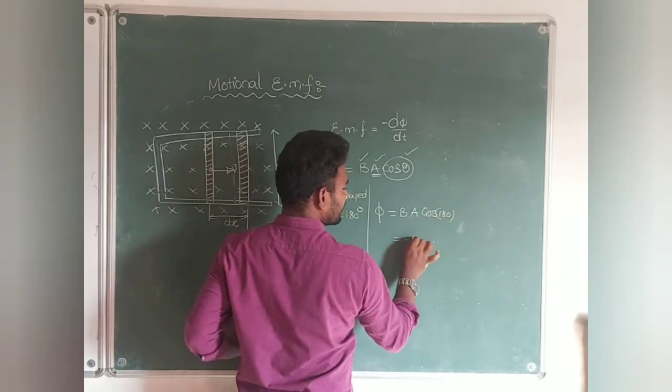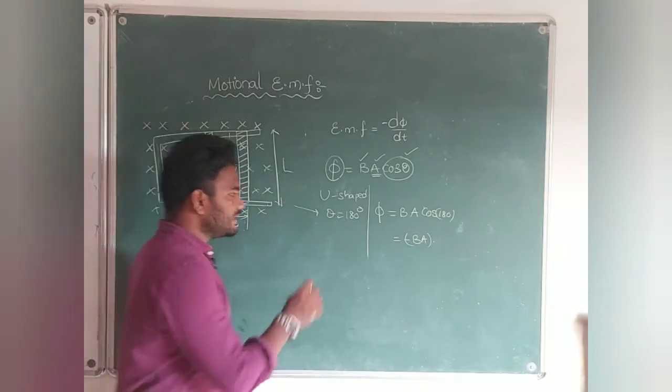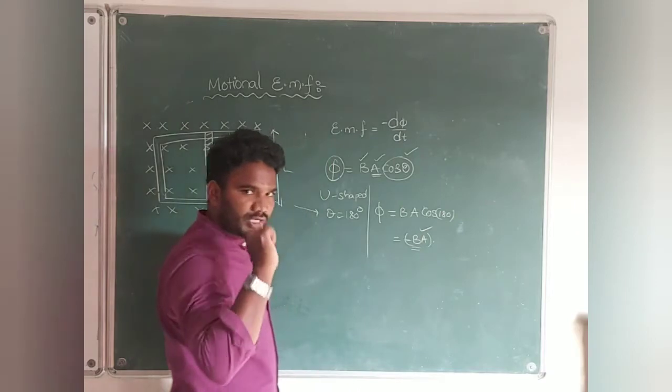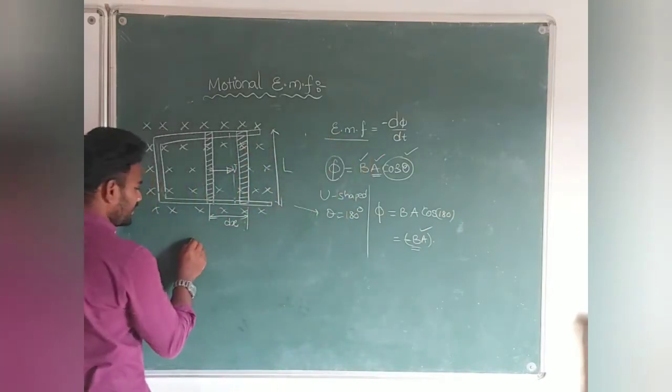So finally, we will be getting minus BA as the phi value here. In this minus BA, B is fixed, it is constant, but A is variable. Try to catch my point. Next, I will go for EMF. How to find the EMF of this situation?